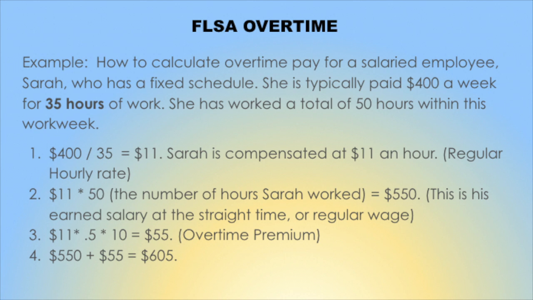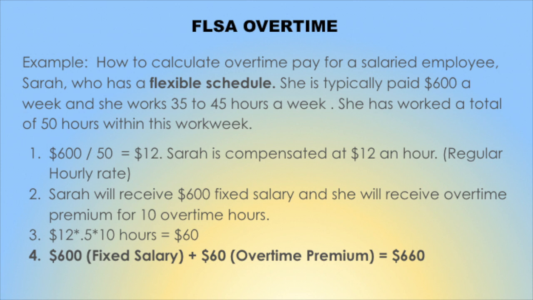So hours above 40 are 10 in this case. So we will take $11, our regular rate, times 0.5, which is for the premium of the overtime, and we will multiply that by 10 hours and we get $55 of overtime. So our straight wages, which are 550, we will add the $55 of overtime premium, and the total salary that she should be receiving for that week is $605.